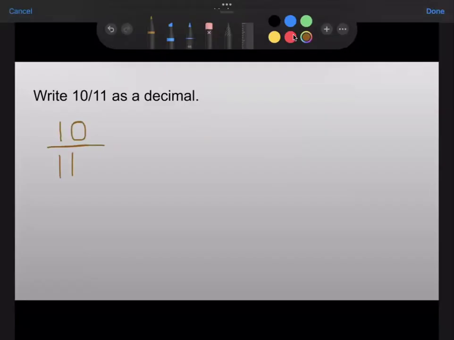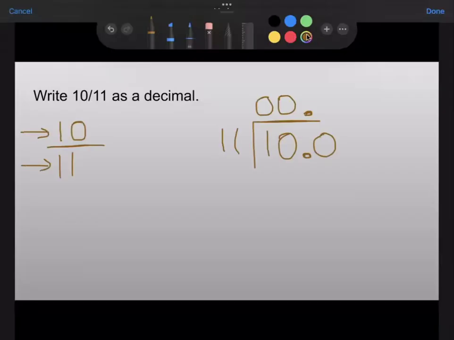So I think for this one, the easiest thing to do is to use the division method. So I'm going to take that numerator, which is 10, and place it inside the division bracket, and then place the denominator of 11 on the outside. I'm going to add a decimal to the end of 10 and then put it up in my answer space as well. Now I know 11 doesn't fit into 1 and it doesn't fit into 10. So both of those get zeros. I'm going to go ahead and add a 0 here.